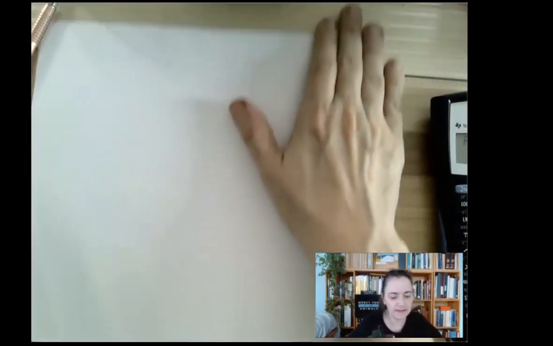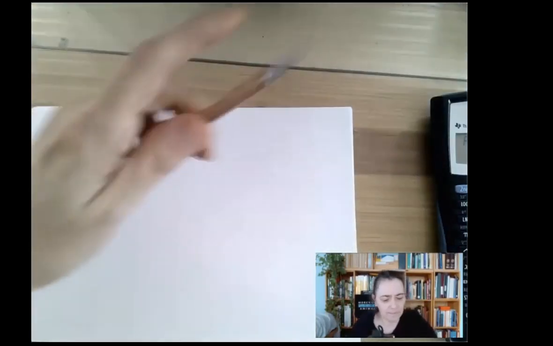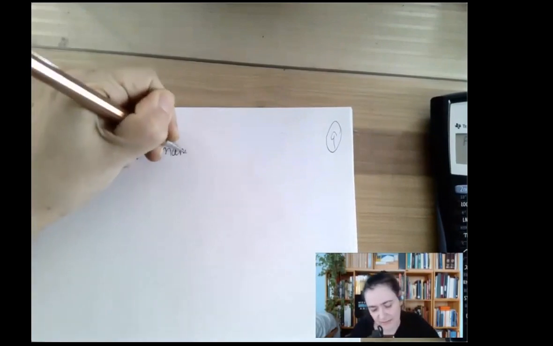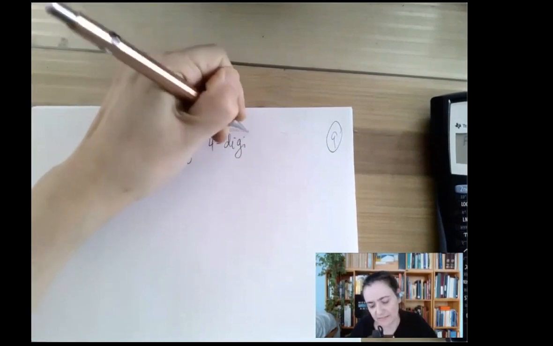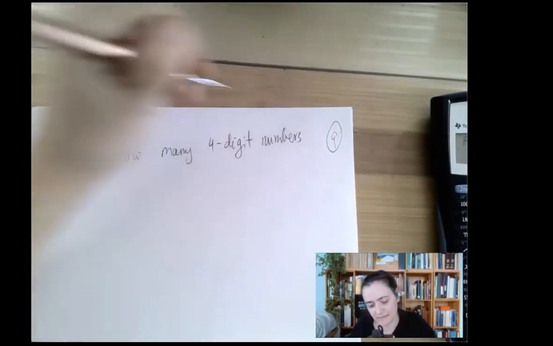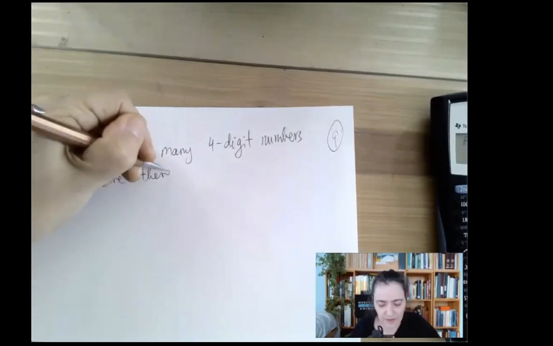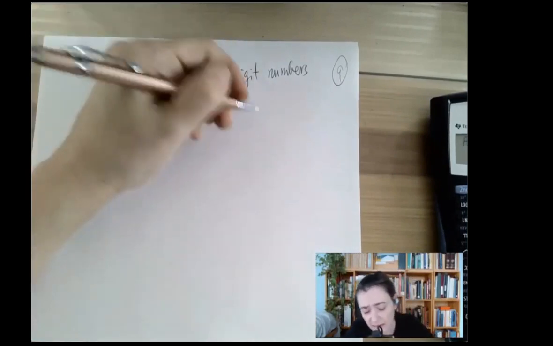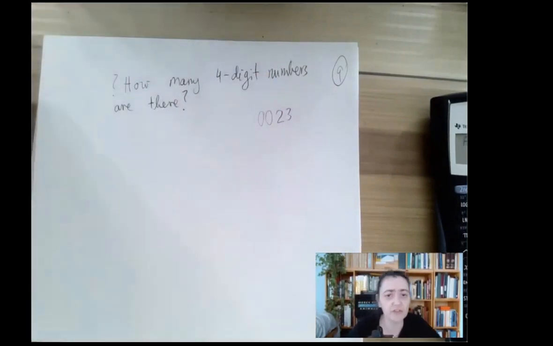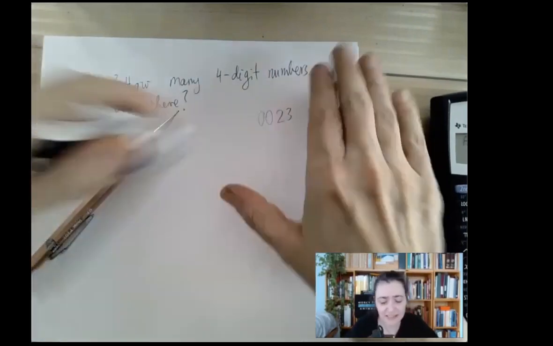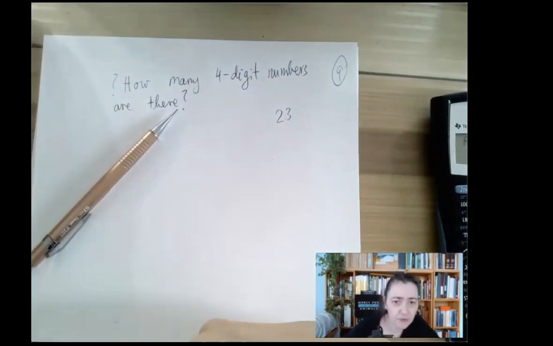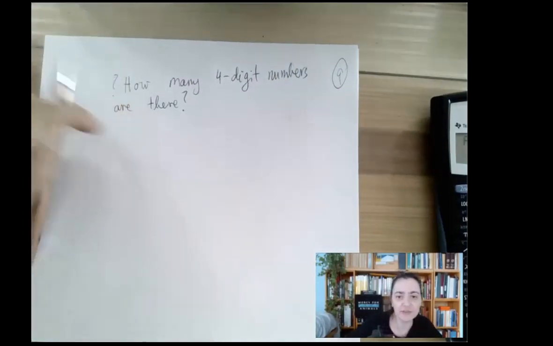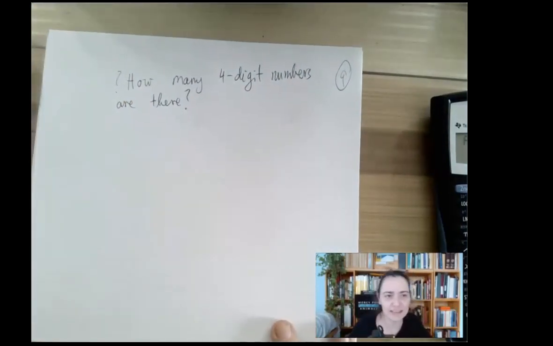Okay. So let's see, how many 4-digit numbers are there? Now, what makes this problem tricky is that we're going to make an agreement in this class that 0023 is not a 4-digit number. 0023 is 23. That's a 2-digit number. So in other words, we're going to make an agreement that numbers cannot start with a 0. And that's going to cause a little bit of excitement.